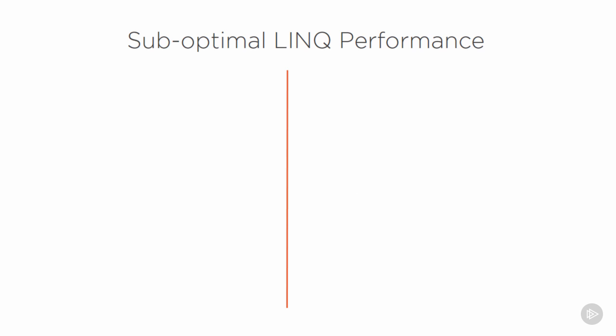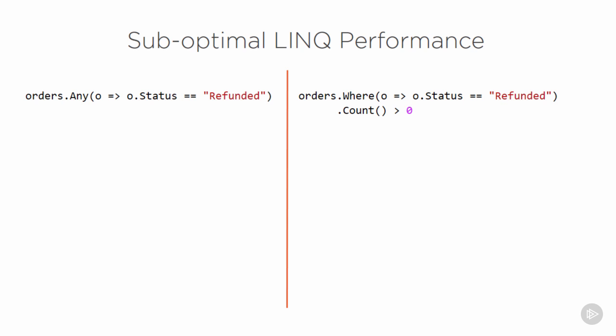Suppose we want to find if any orders have been refunded. Now, if you've followed the course along so far, hopefully you'll already know which LINQ method can do this. The Any method can answer this question for us. Are there any orders where the status is Refunded? But quite often I'll see developers write code a bit like this. Count the orders where the status is Refunded and see if the count is greater than 0.